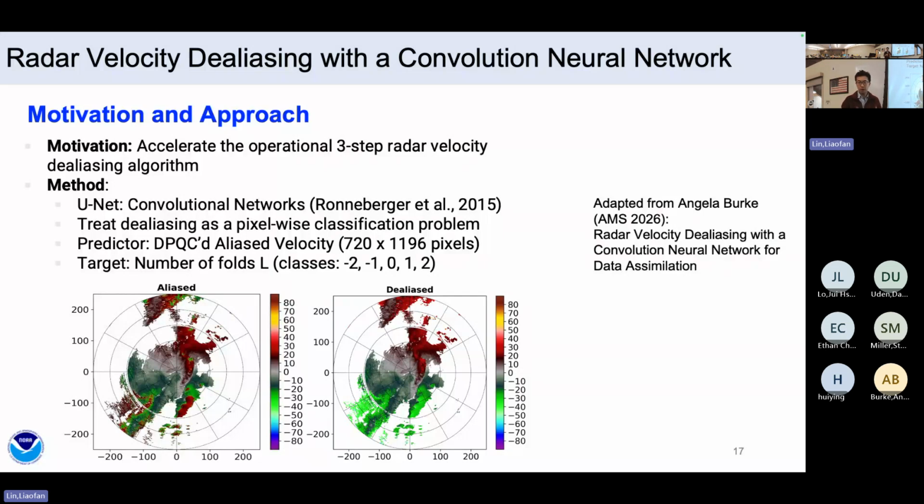Traditionally, we have three steps to estimate L, the number of folds. But this time, we want to see if machine learning can be used to estimate the number of folds faster. In this study, it treats the dealiasing as a pixel-wise classification problem, and it uses the aliased velocity observation with quality control as predictors, and uses the number of folds as the target or reference. In terms of number of folds, it is either -2, -1, 0, 1, or 2.